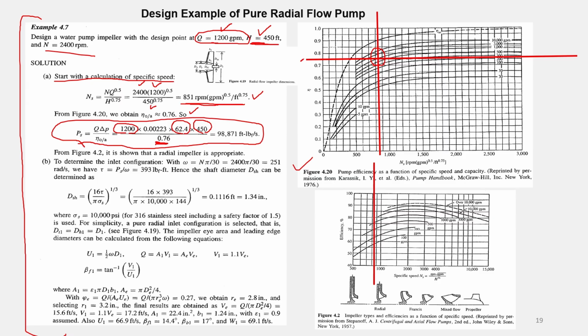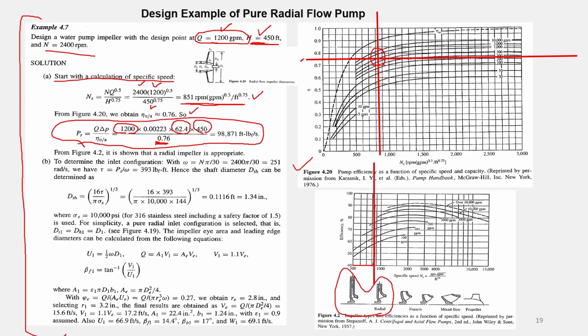From figure 4.2, we can say that the safest assumption to make here is to choose a radial impeller. Why? Because the specific speed is less than 1000, and we have a flow rate of 1200, so we are in this zone pretty much. We did not even reach here, so we are in this zone.